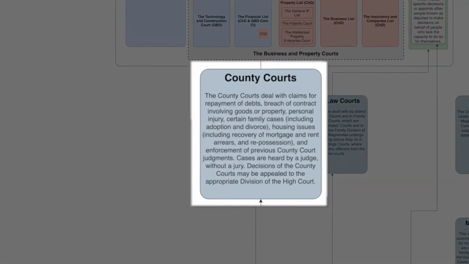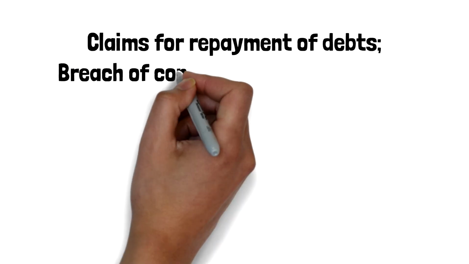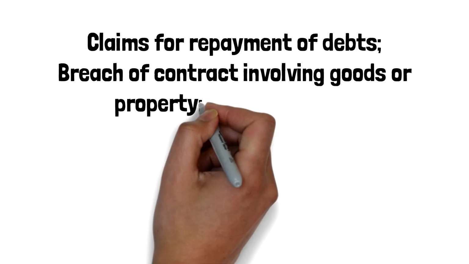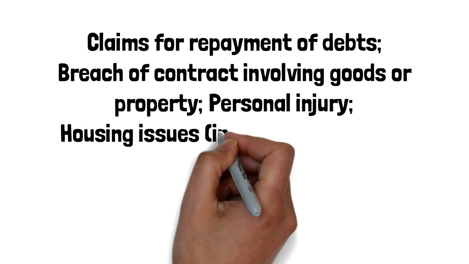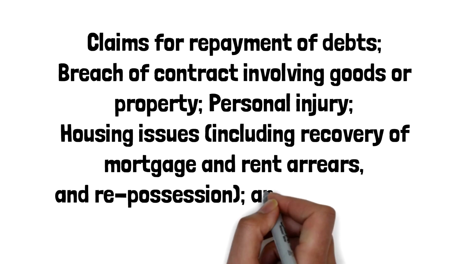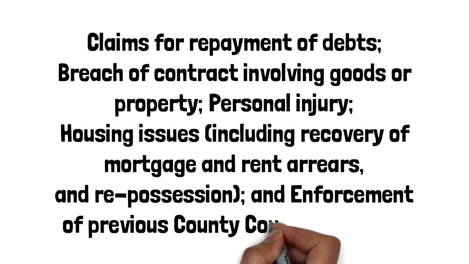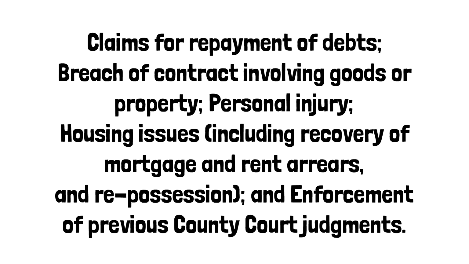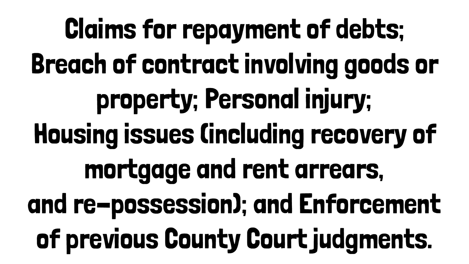The county courts. The county courts deal with claims for repayment of debts, breach of contract involving goods or property, personal injury, housing issues including recovery of mortgage and rent arrears and repossession, and enforcement of previous county court judgments. Cases in the county courts are heard by a judge without a jury. Decisions of the county courts may be appealed to the appropriate division of the High Court.